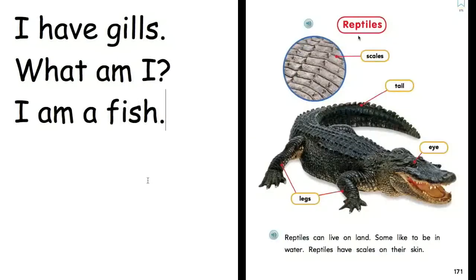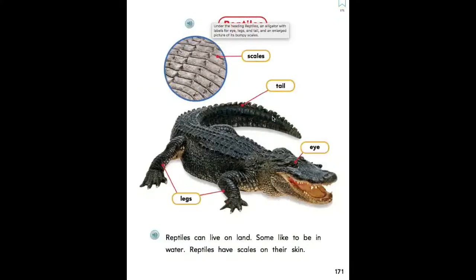Let's look at reptiles. Here's the picture, and here are labels. This label says scales. Scales. And scales are on the skin. This is a really close picture of the alligator's skin. He has scales. He has a tail. He has legs. He has an eye. What makes him special? You're right. He's one of the animal groups that has scales. So reptiles have scales.